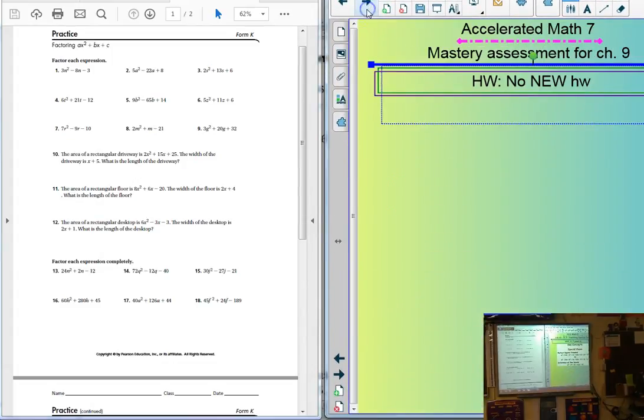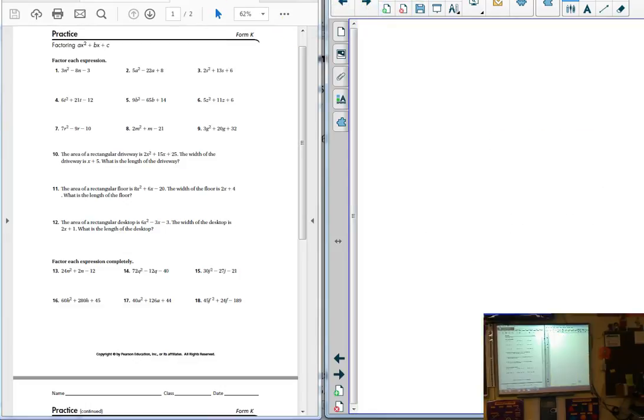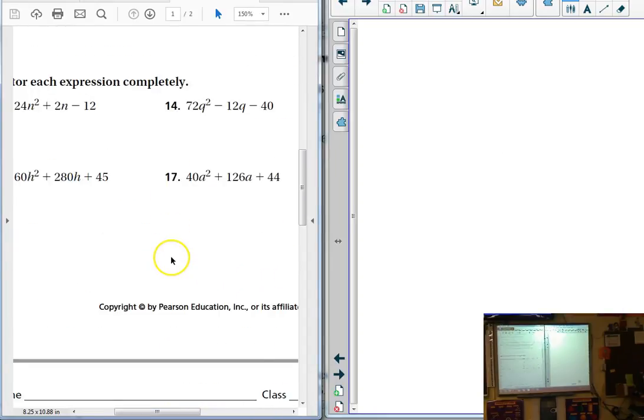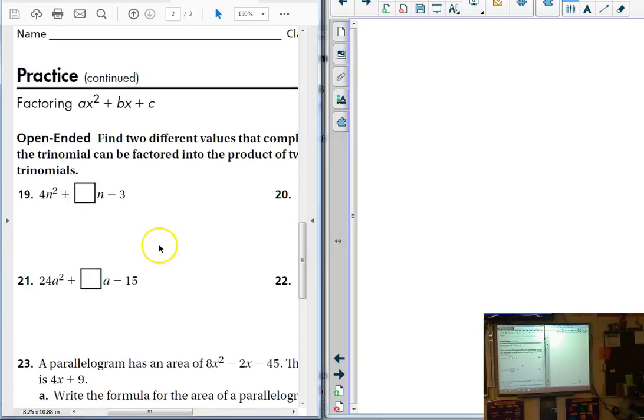Which one gave you some trouble? Carmen, which one gave you trouble? The 19, 20, 21, and 22. I'm kind of confused. Okay, sweet. Somebody came and asked me about these.